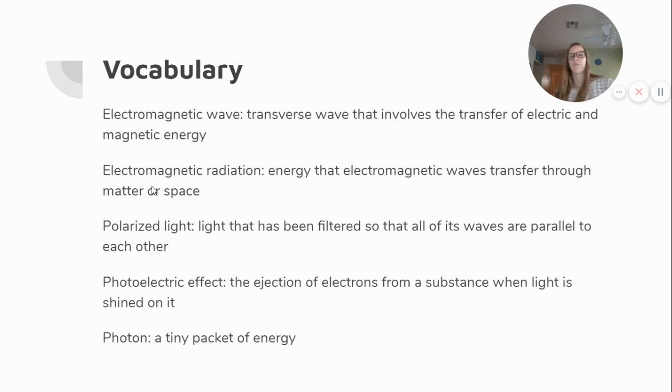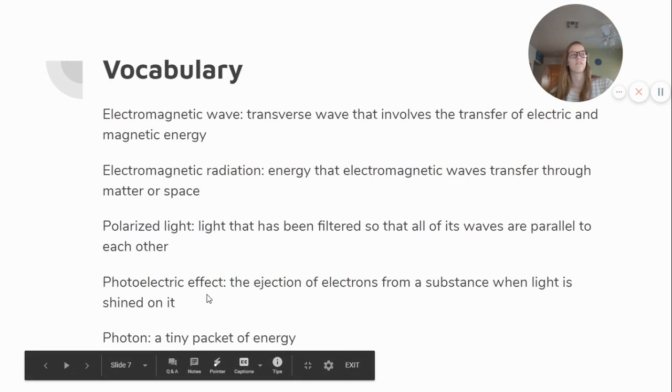And let's look at our vocabulary words. We have electromagnetic wave, a transverse wave that involves the transfer of electric and magnetic energy. Electromagnetic radiation, energy that electromagnetic waves transfer through matter or space. Polarized light, which is light that has been filtered so that all of its waves are parallel to each other. Photoelectric effect, the ejection of electrons from a substance when light is shined on it. Photon, a tiny packet of energy.